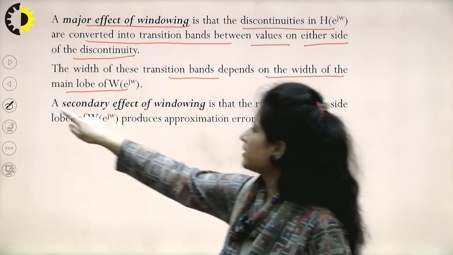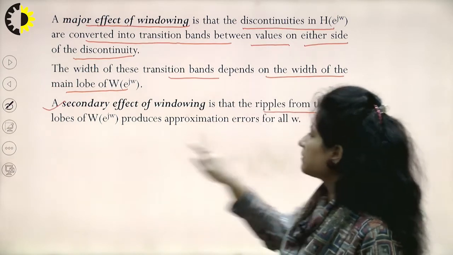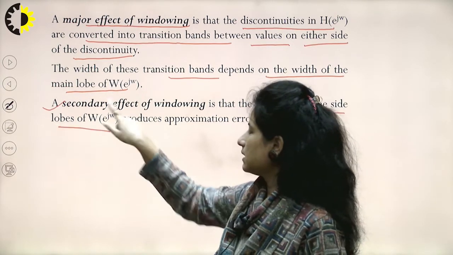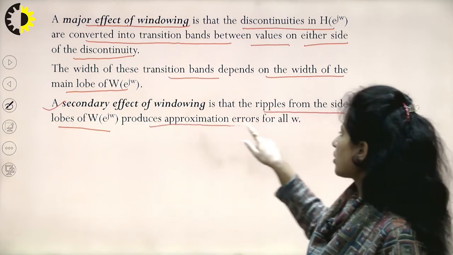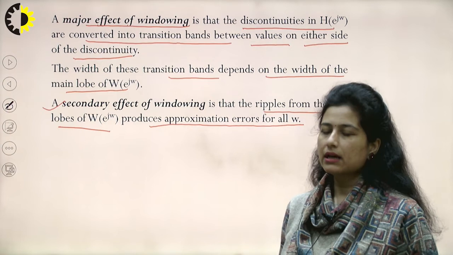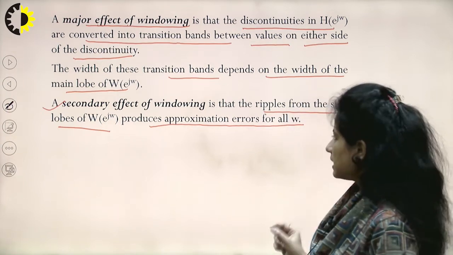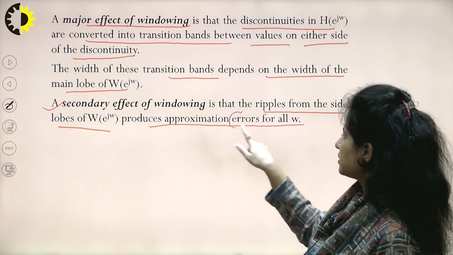The secondary effect of this windowing is that ripples from the side lobes of this W function produce approximation errors for all ω. So whenever we are designing using this finite truncation method, I'm certainly going to introduce error into my signal.